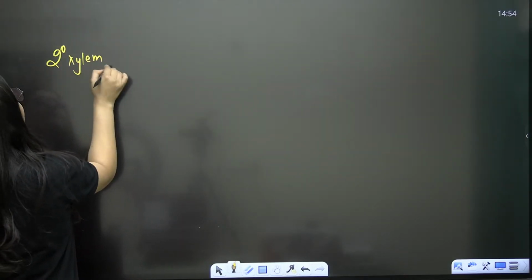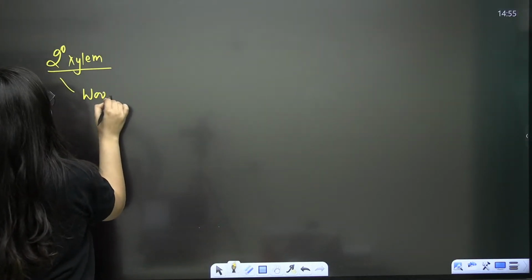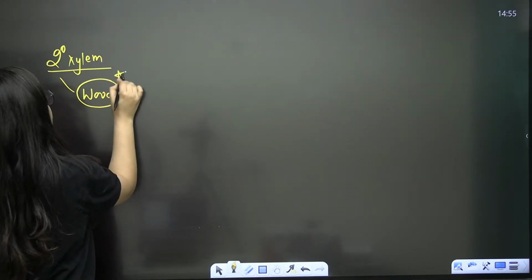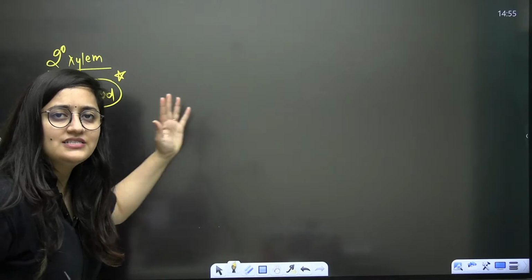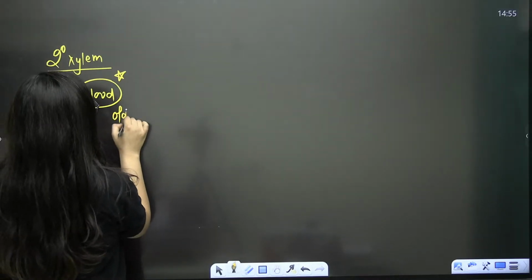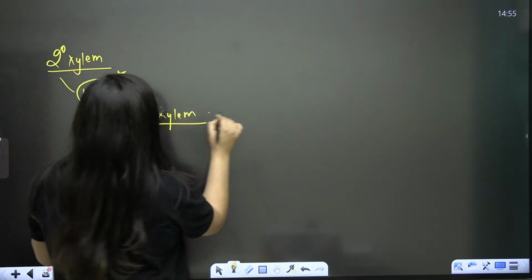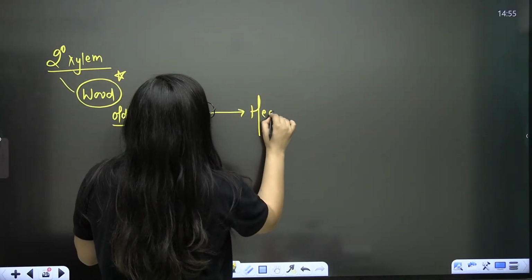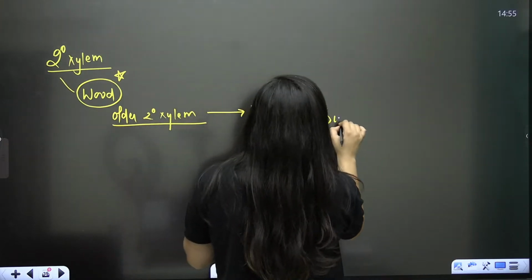So obviously, keep it in your mind always that secondary xylem is actually making your wood. It is the secondary xylem actually which is making that wood part. Yes or no? Secondary xylem is actually the wood. So when the older secondary xylem, obviously the older secondary xylem will come in the center, in the middle part. So this older secondary xylem will form the wood which is hardwood, also known as duramen.